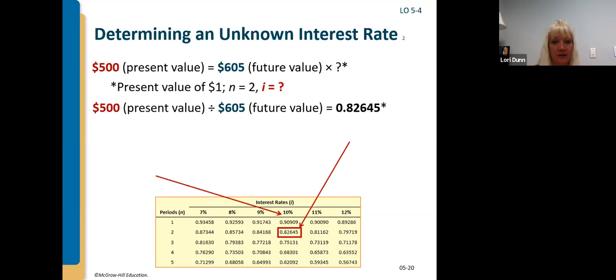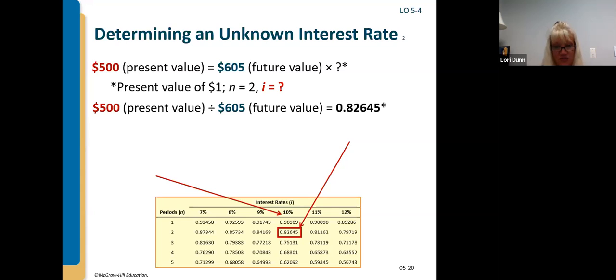So algebra, 500 divided by 605. Your factor, not your interest rate, your factor is 0.82645. So what we do is we go to our table and we say, okay, we know how many periods, how many compounding periods there are. So we go to that row on the present value of one table, and we go across that row until we come close to that factor of 0.82645. And it lands right on it, 10% interest. So the column that factor is on, that's your interest rate. Or you can use the apps on your calculator, which is a wonderful thing to have.